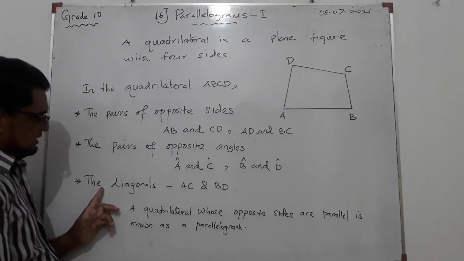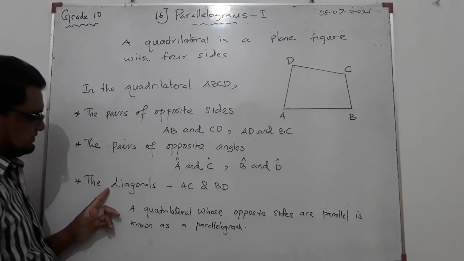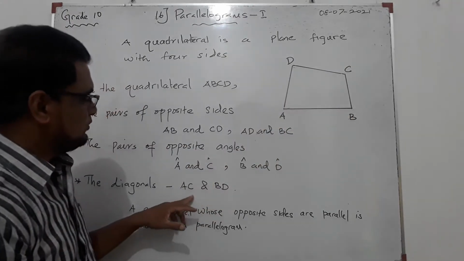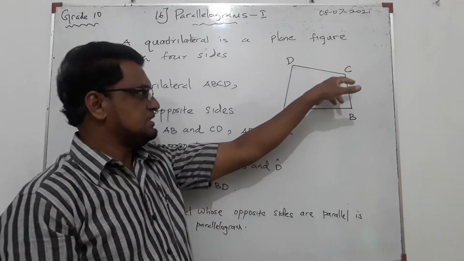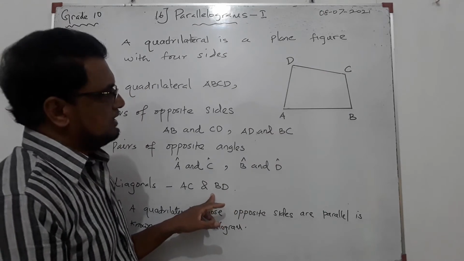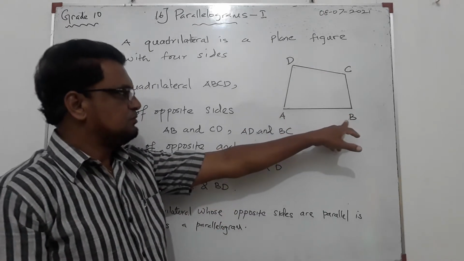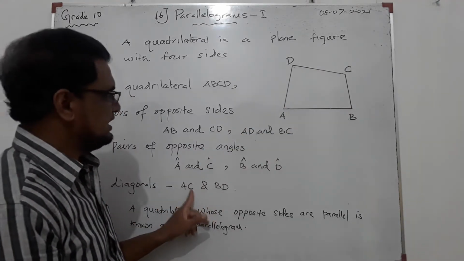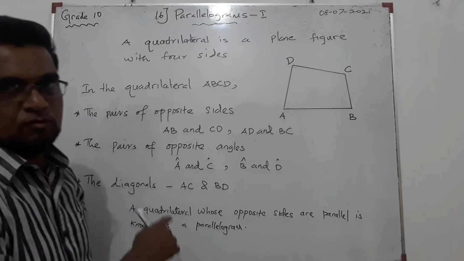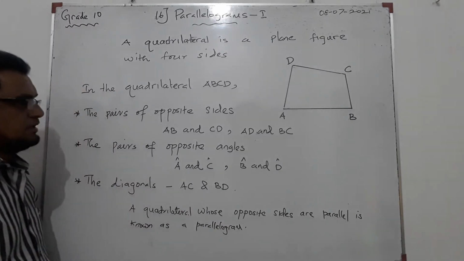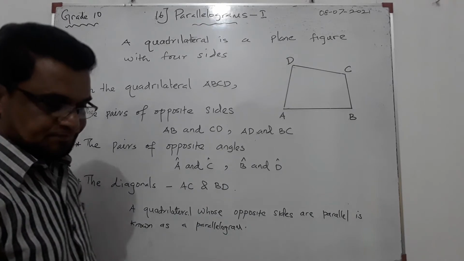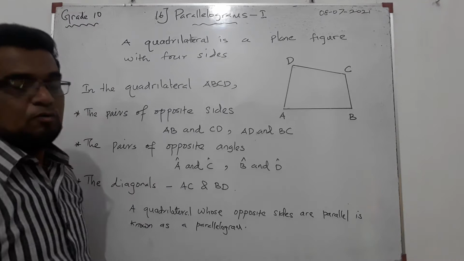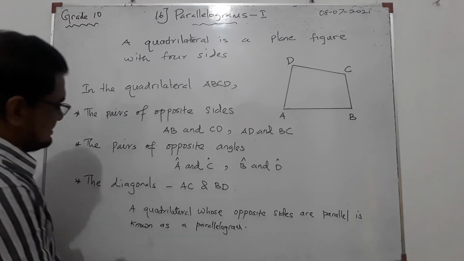The next one, let's find out the diagonals. The diagonals of a quadrilateral: there are 2 diagonals. When you connect A to C, you get line AC, and when you connect B to D, you get line BD. There are 2 diagonals, AC and BD. You can write it down, my dear students. See the whiteboard now. Now we can move to the next items.